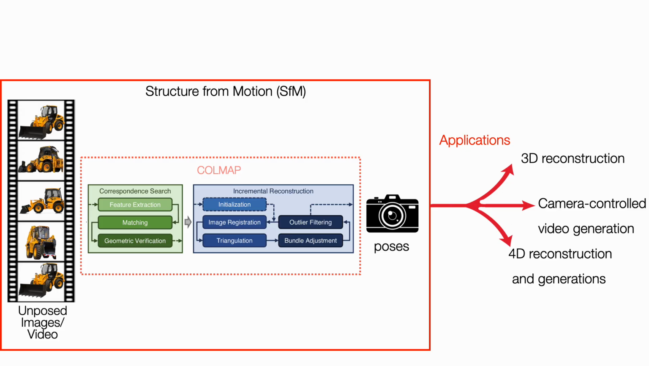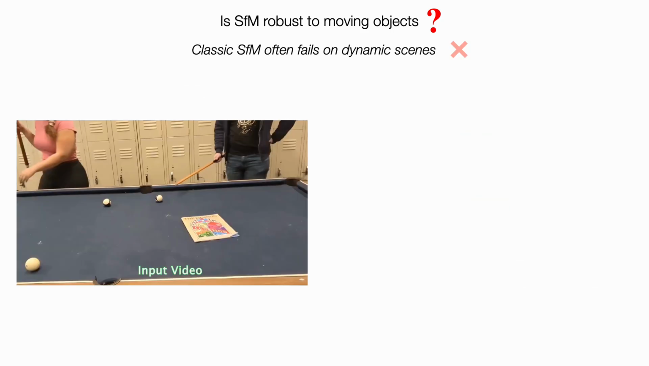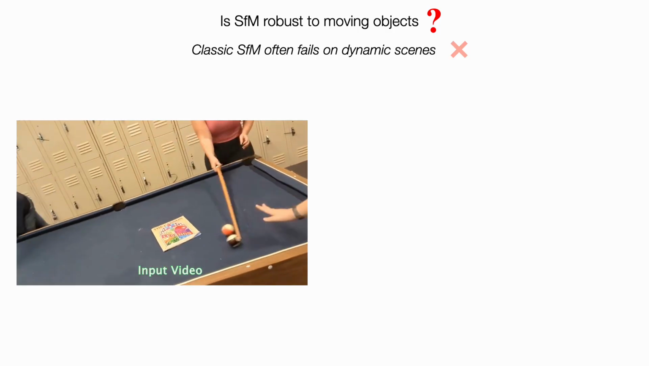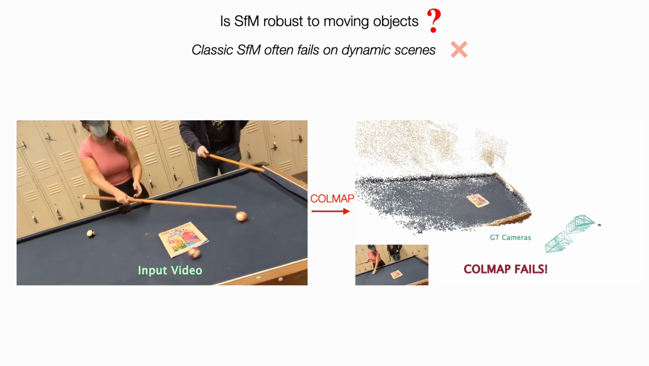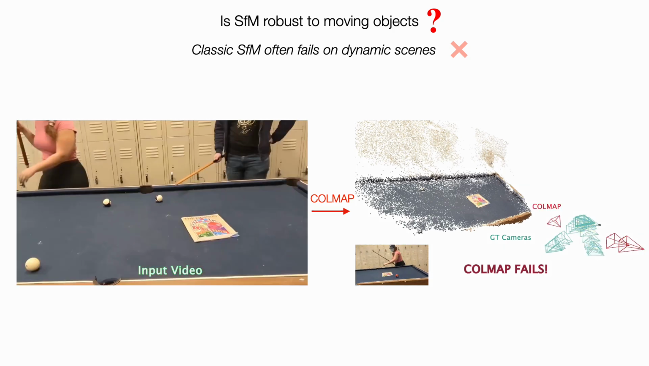But does SFM work effectively on scenes with dynamic components? The answer is often no. Here we show a billiard scene with a few dynamic elements. When we tested this on COLMAP, we see that the camera estimation fails.